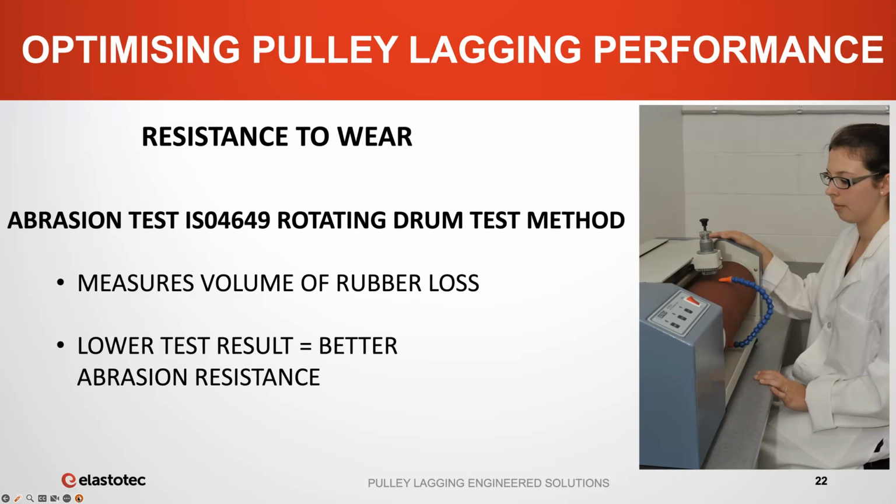The test being that the sample's held onto that rotating drum with a known force while the drum goes through 80 revolutions. And the material loss is measured as the change in weight, which can then be converted to a volume loss. Now, the important thing is that the lower the test result, so the lower the volume loss, the greater the resistance of the material to wear and abrasion. So a lower figure means better.